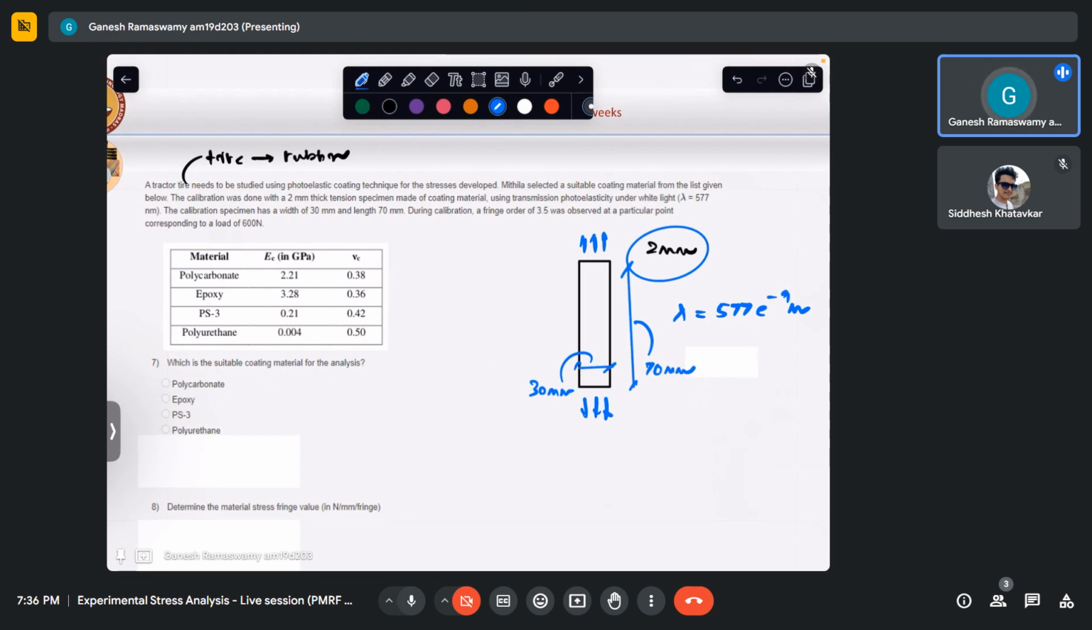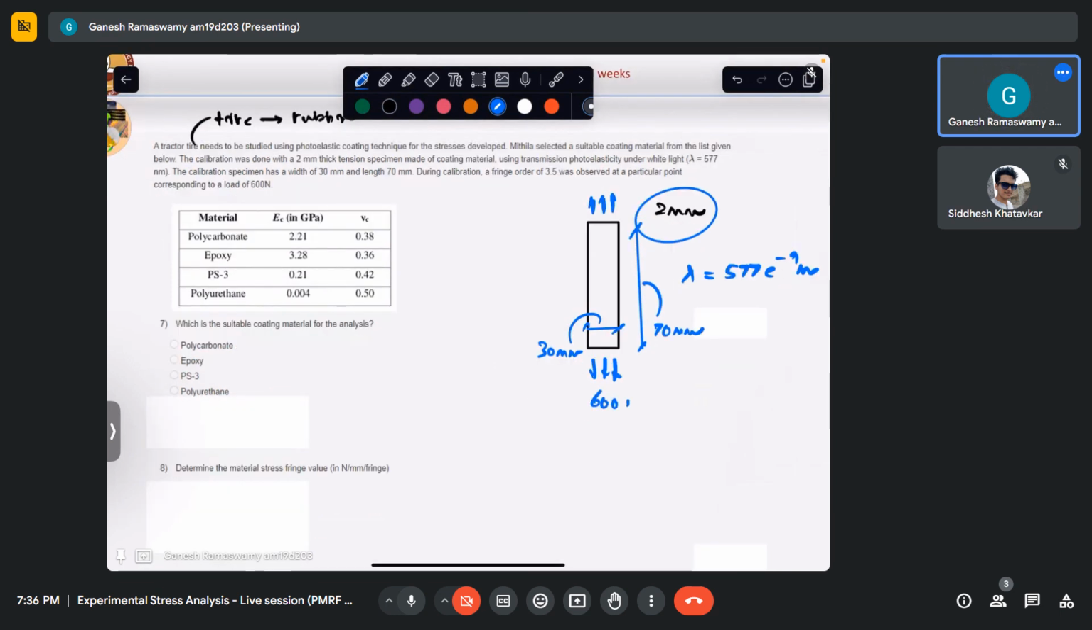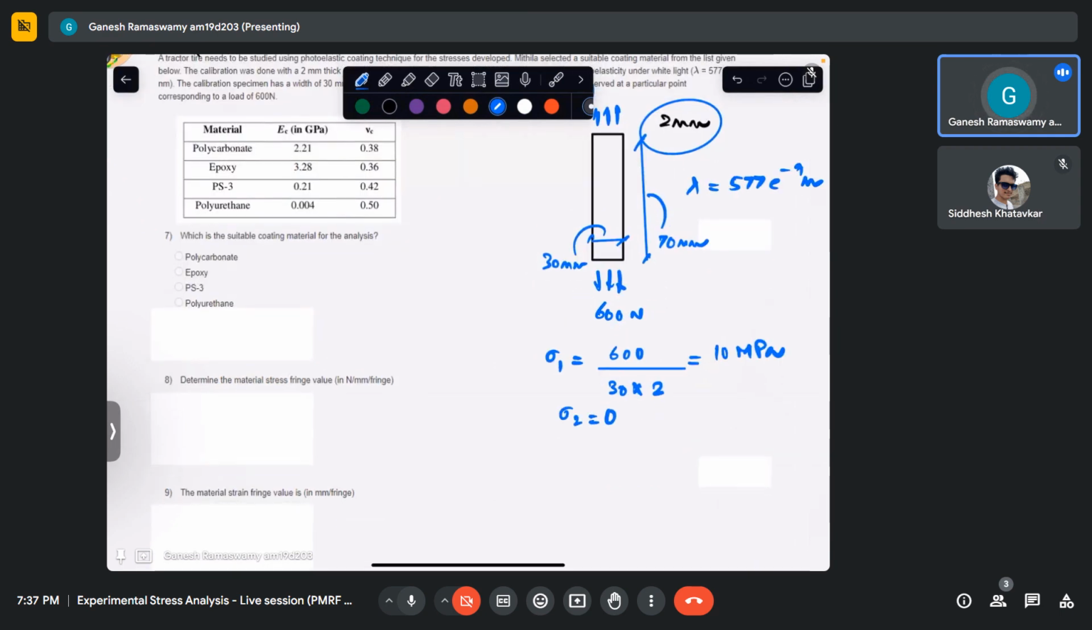During calibration, a fringe order of 3.5 was observed for a particular point when the load was 600 Newton. We know that sufficiently away from the loading points for a specimen under uniaxial tension, every point has the same direction of principal stress, along this direction. The other principal stress is zero. There is only uniaxial tension. So sigma 1 here is nothing but my stress, that is load by area. Load is 600. What is area? 30 into the thickness, which is 2. So sigma 1 is 600 divided by 30 by 2, which is 10 MPa. Sigma 2 is 0 because this is uniaxial tension.